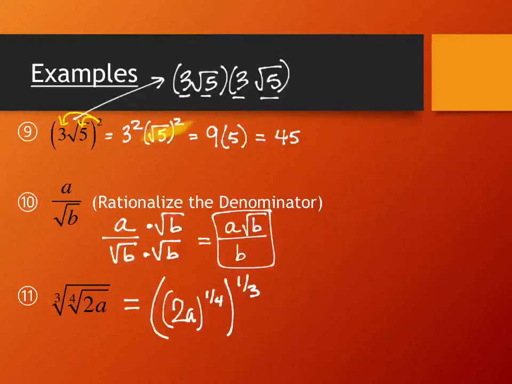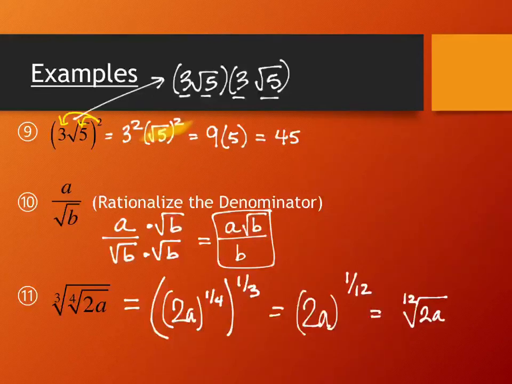So what do we do with the exponent raised to the exponent? We multiply the two exponents. That's a property we have of exponents. Fantastic. So now I have my 2a, and I have the 1/4 times the 1/3, which is 1/12. And then I can put it back in that radical form with an index of 12, the 12th root of 2a, depending on what your directions say.